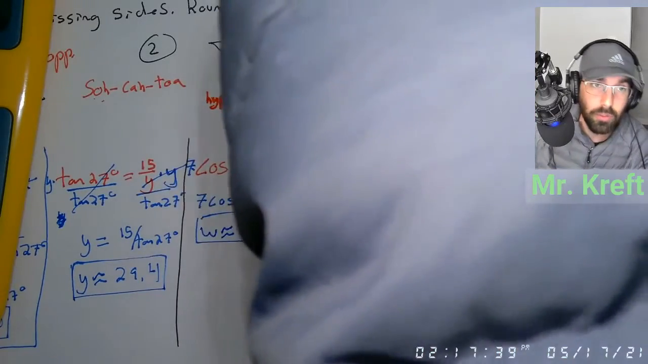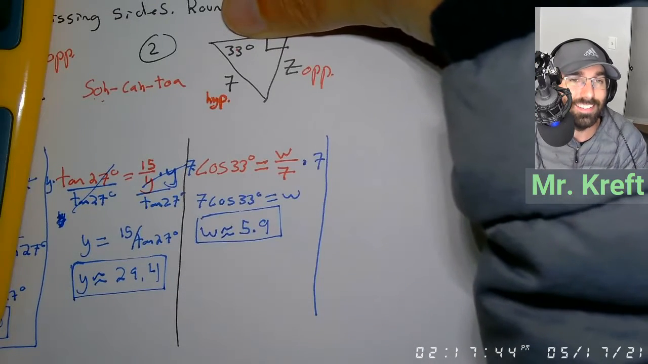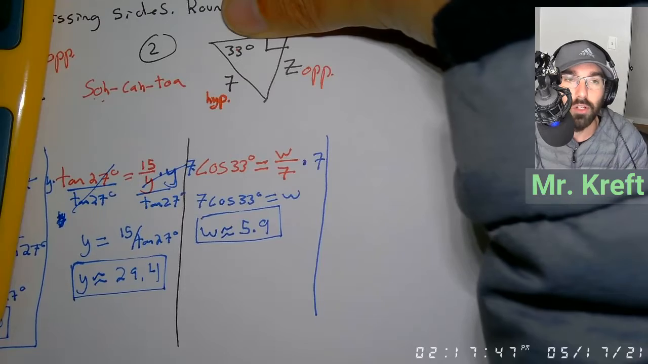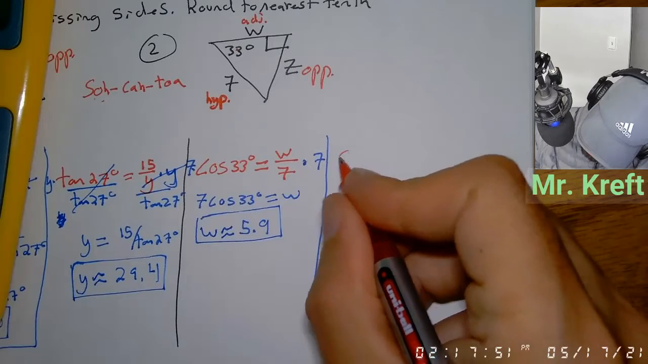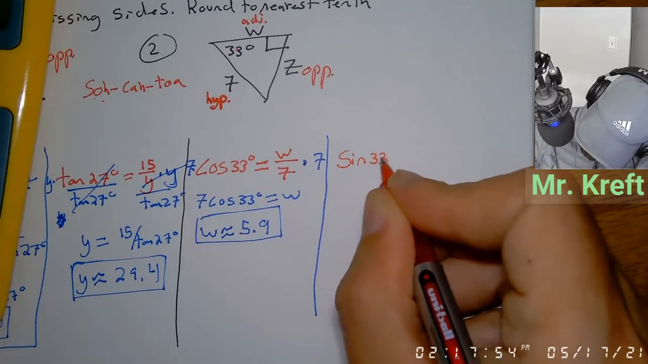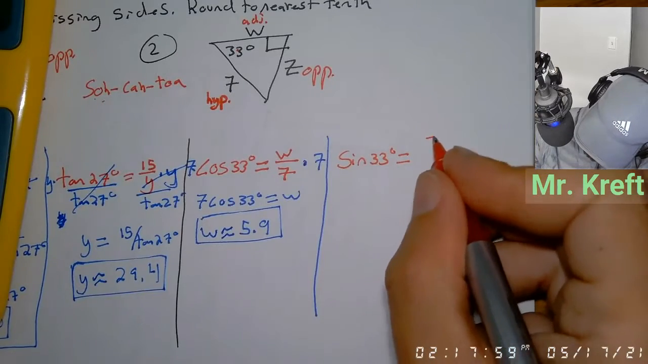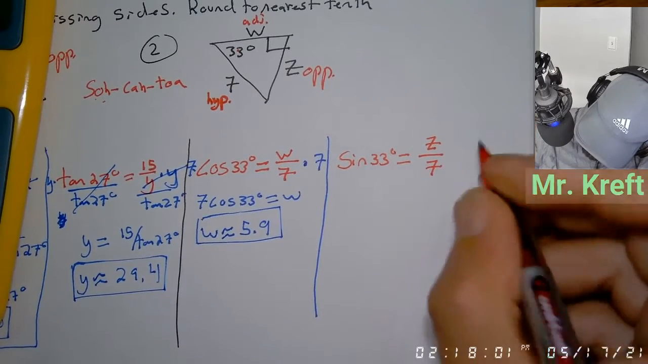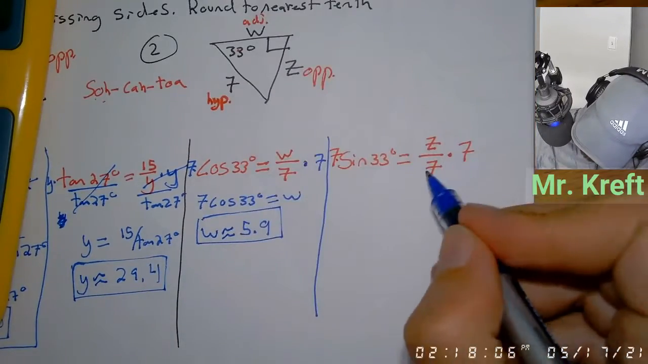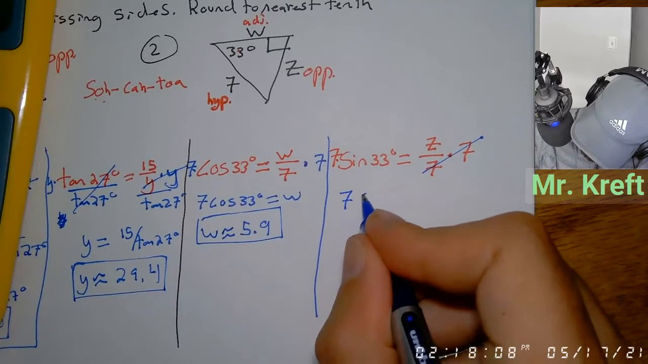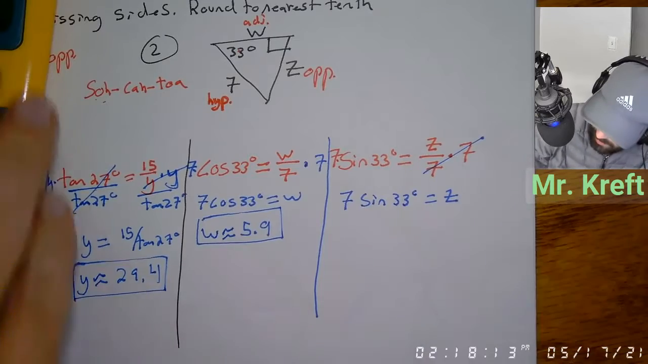Next, so I found W. I'm going to cover up W so I see what's left. I want to get Z, and I have the hypotenuse. So that is opposite and hypotenuse. So opposite hypotenuse, I'm going to be using sine again. So sine of my reference angle equals, the opposite comes on top. So I'm going to have Z over 7. I'm going to multiply both sides by 7 to get rid of the 7. So I get 7 times sine of 33 degrees equals Z.